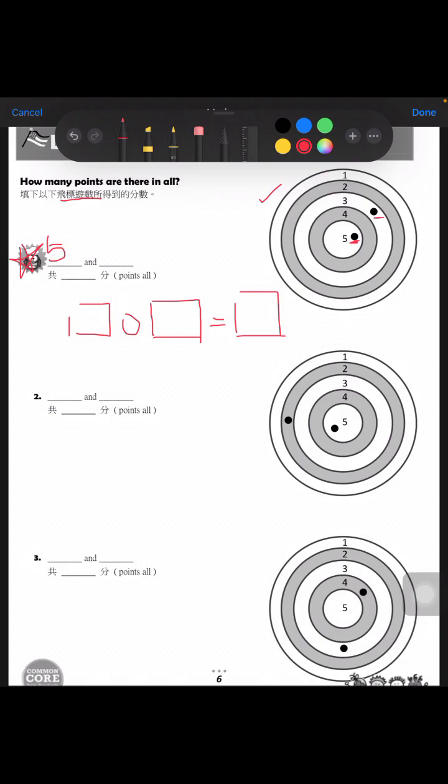She also throws a dot to the area which scores 3 points. So she can get 3 points. And now we need to find the total score. She gets 5 points and she gets 3 points. So should we add together or minus? Yes, plus. 5 plus 3 equals to 8. So the total score is 8.